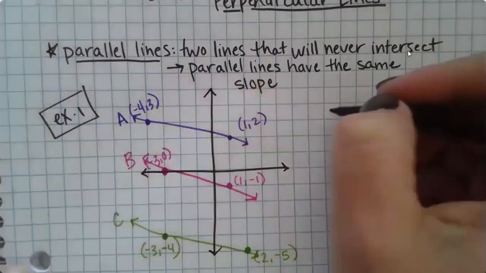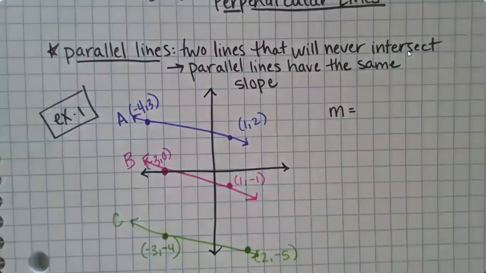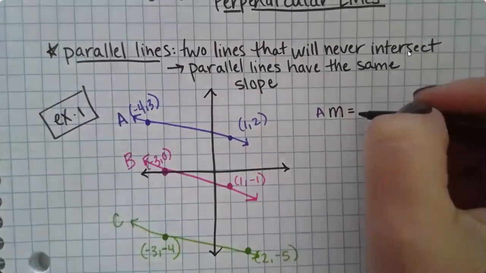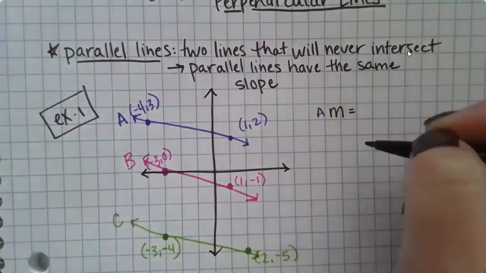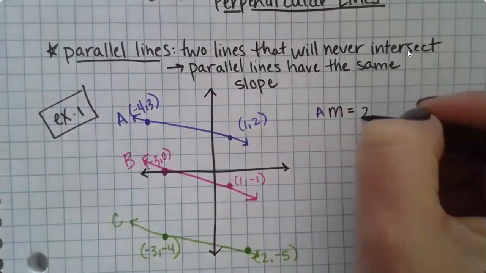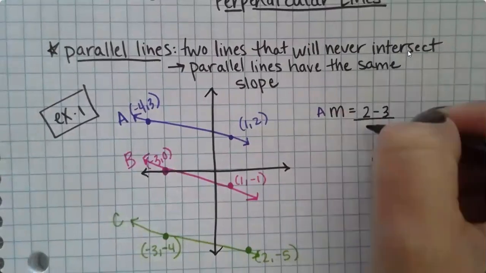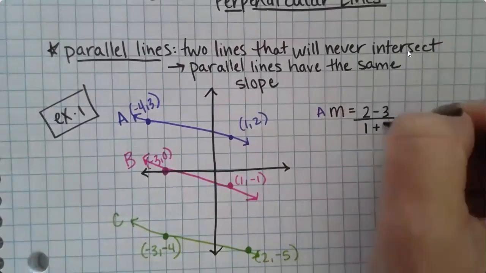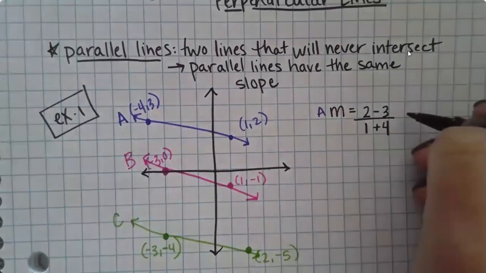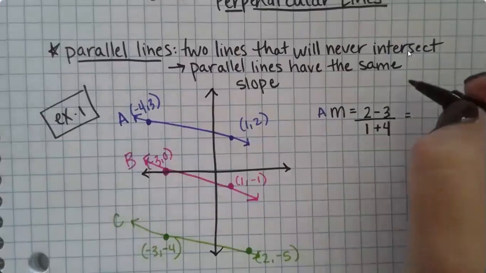All right, so let's find the slope of line A. To find the slope, we'll use slope formula, which is y2 minus y1 over x2 minus x1. So I'm going to start here, y2 minus y1, so 2 minus 3 over x2 minus x1, so 1 plus 4. When I simplify, I get that the slope of line A is -1/5.